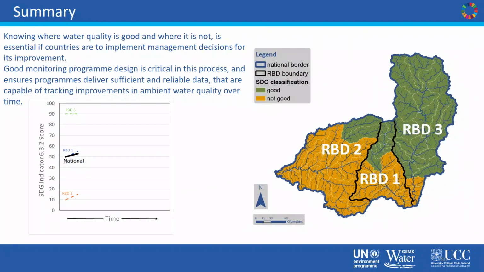So in summary, knowing where water quality is good and where it is not is essential if countries are to implement management decisions for its improvement. So good monitoring program design is critical in this process, and ensures programs deliver sufficient and reliable data that are capable of tracking improvements in ambient water quality over time.